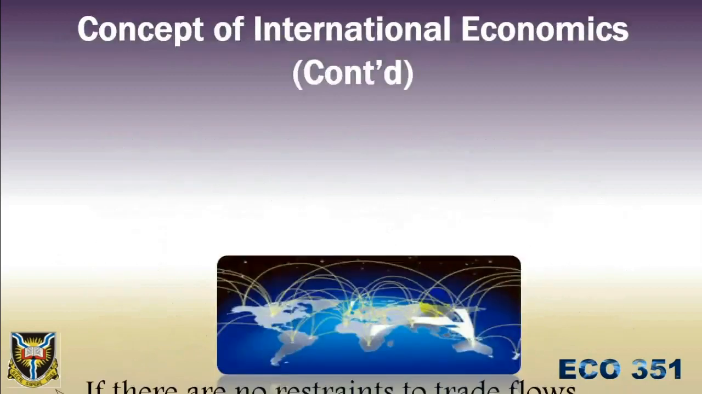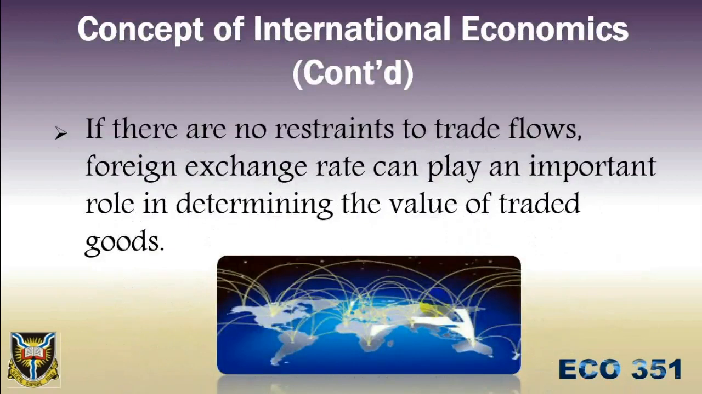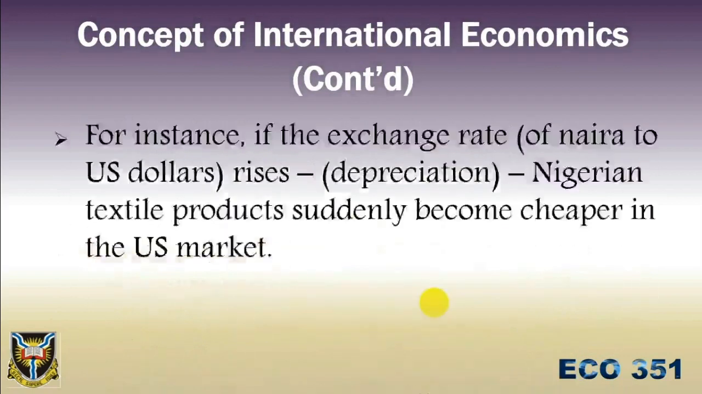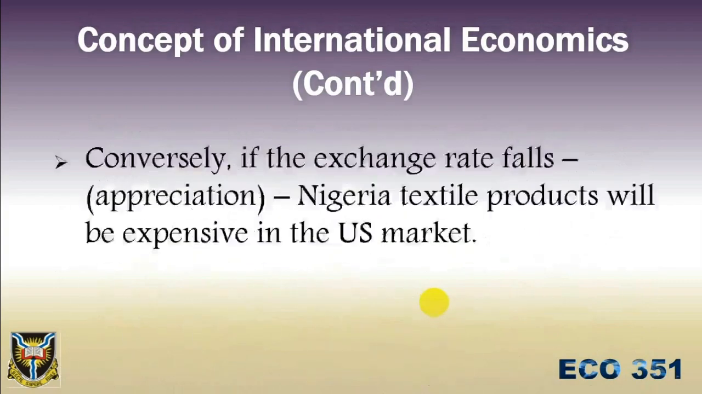If there are no restraints to trade flows, foreign exchange rate can play an important role in determining the value of traded goods. For instance, if the exchange rate of the naira to the dollar rises, that is, depreciates, Nigeria's textile products suddenly become cheaper in the US market. Conversely, if the exchange rate falls, that is, appreciates, Nigeria's textile product will be more expensive in the United States.